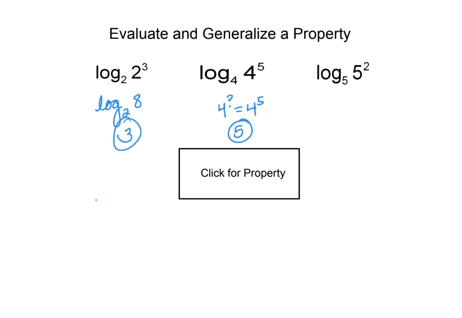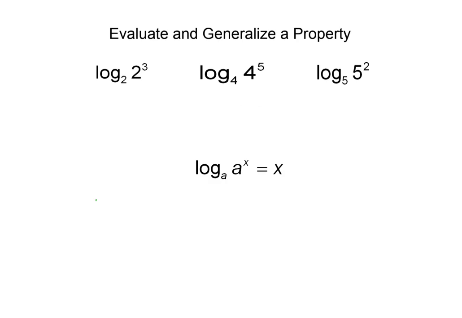Looking at the next one, log base 5 of 5 squared, this says, what exponent do I need to put on a 5 in order to get 5 squared? And that would be 2. So, looking at that, I should know that log base a of a to the x is equal to x every single time.